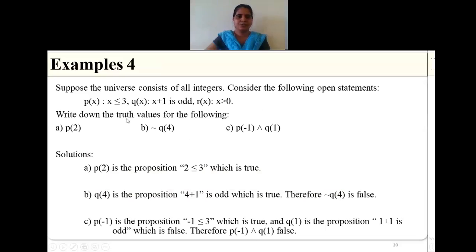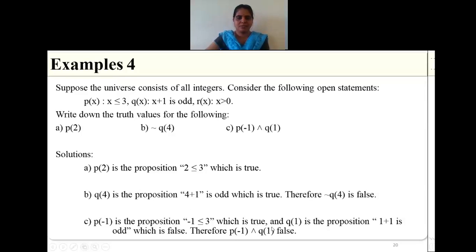Example: here we need to find the truth value for the open statement. Same here, P of x is x is less than or equal to 3. If you replace x with 2, it becomes a proposition: 2 is less than or equal to 3, which is true. So this open statement is true. Similarly for negation of Q, we have to find: 4 plus 1 is odd. 4 plus 1 is 5, 5 is odd. The negation of this, 5 is even, is false.